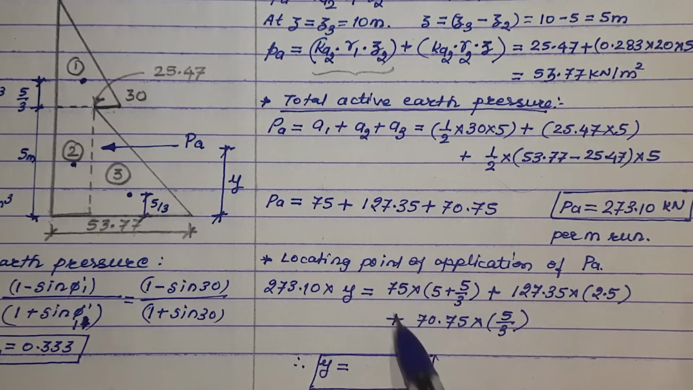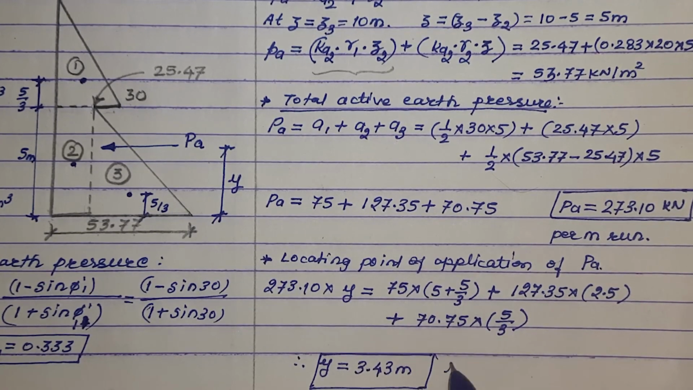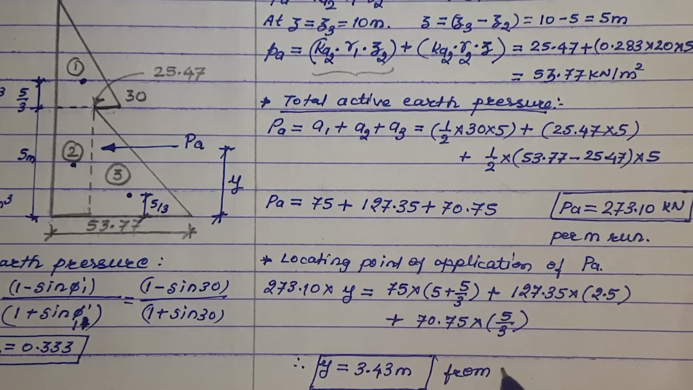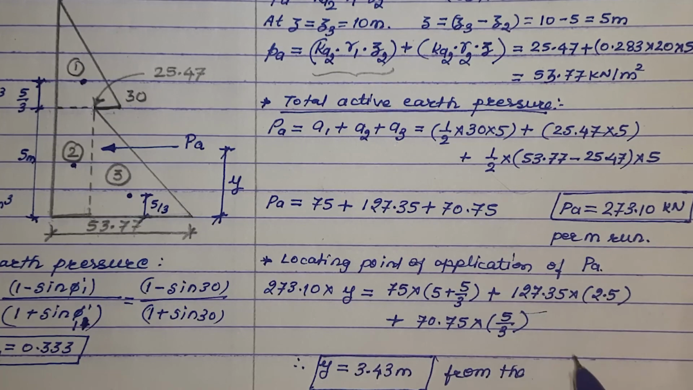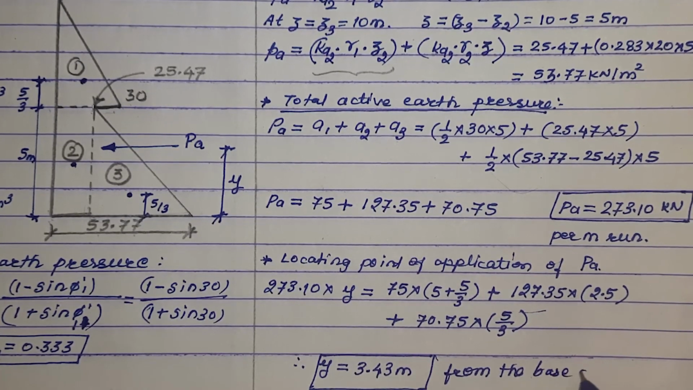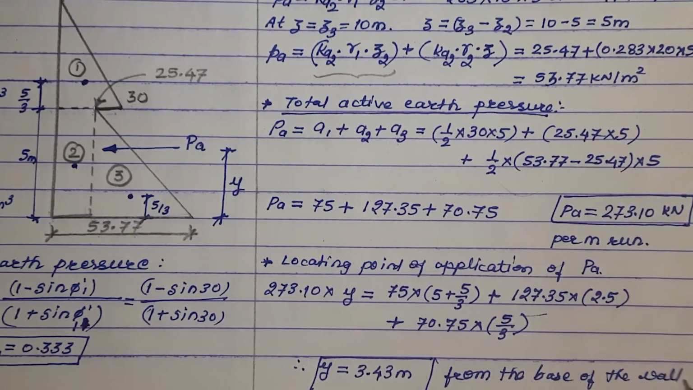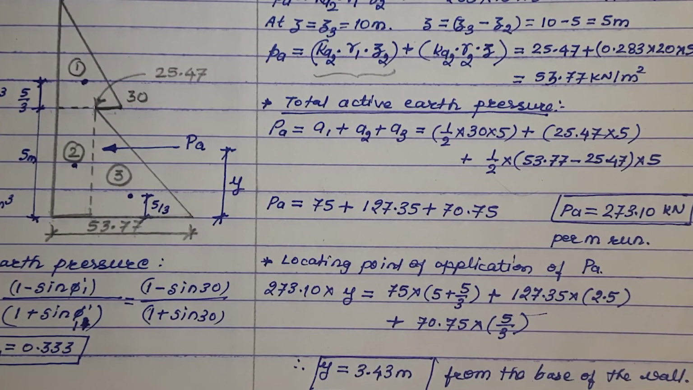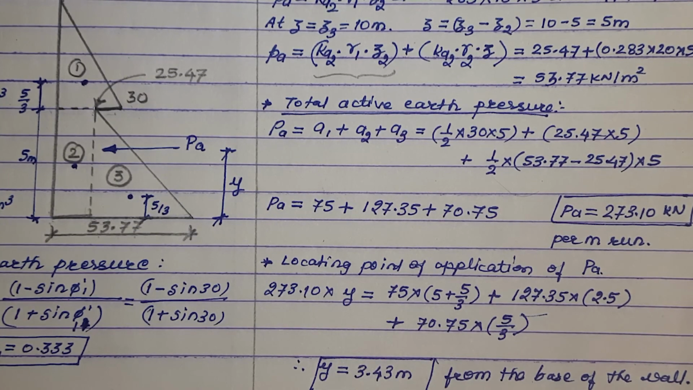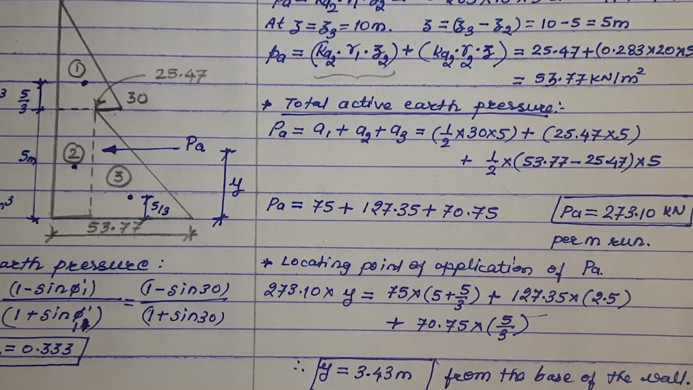In this way, we will be calculating the values and y would come out to be 3.43 meter from the base of the wall. Okay, this way we can solve for active thrust pressure for two different types of soils.